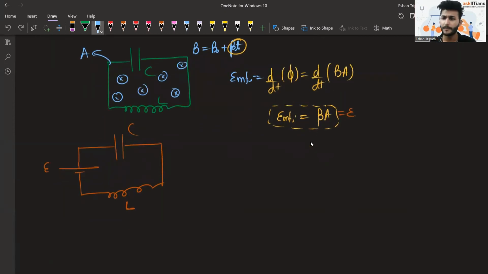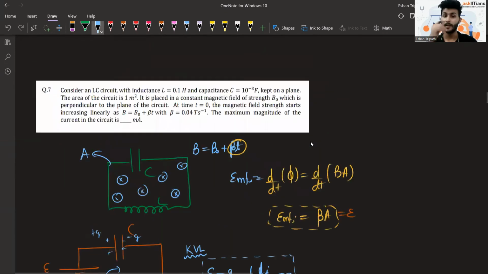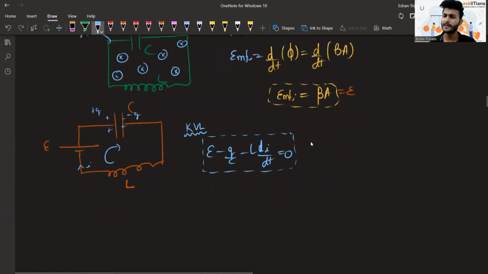We are going to use KVL, because in such questions we always use Kirchhoff's voltage law. So let us say some charge has been stored, plus Q on this plate and minus Q on this one, and some current is flowing right now, let's say I. So according to Kirchhoff's law, it will be e minus Q by C minus L di by dt is equal to 0. That is Kirchhoff's voltage law. This equation is true in general, but when they're asking for maximum current, maximum current means if there is a maximum of current with respect to time, can we say di by dt is equal to 0? That would make the third term of this equation equal to 0.